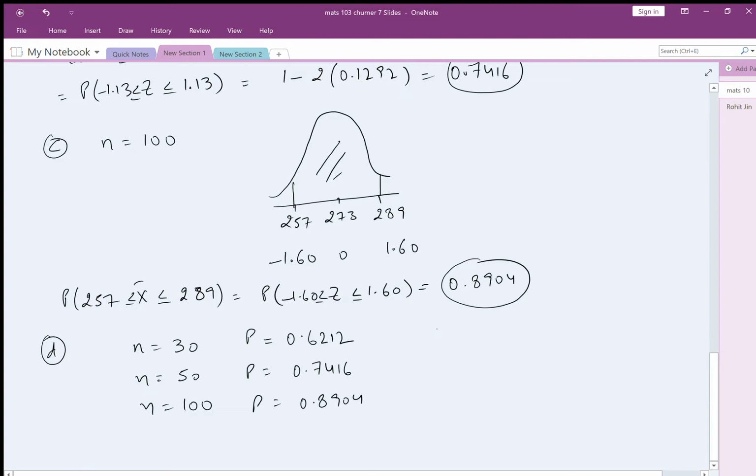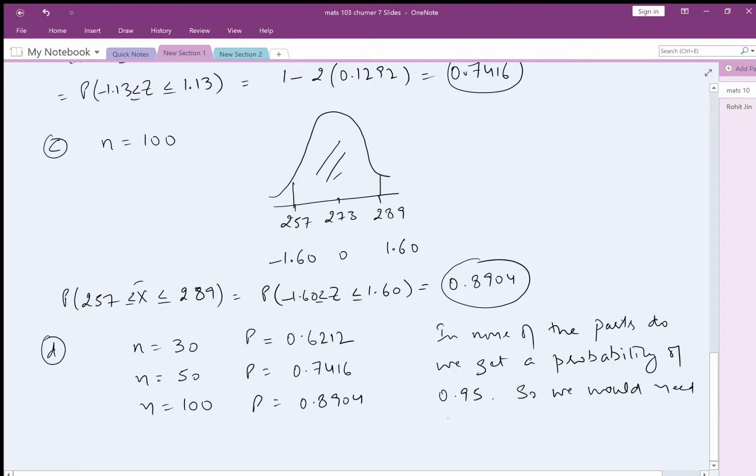But in none of the parts do we get a probability of 0.95? So we would need a bigger sample than n equals 100, obviously, right? Because even n equals 100 gives us a probability of only 89%. So for 95%, we have to go to a higher sample size.